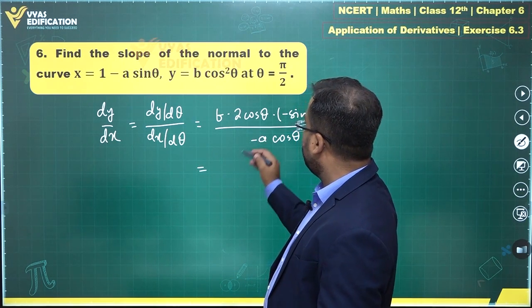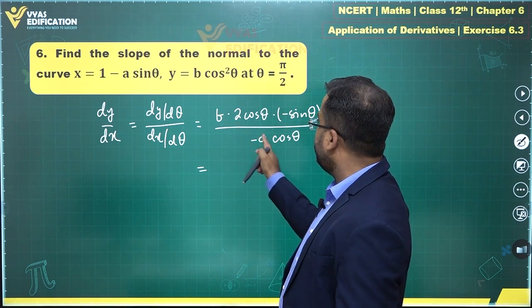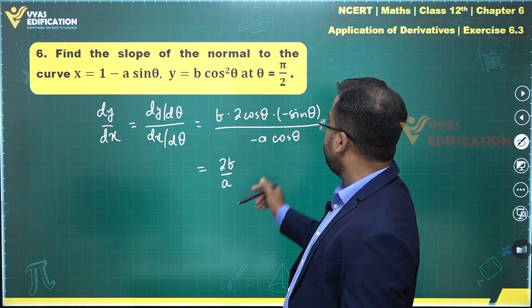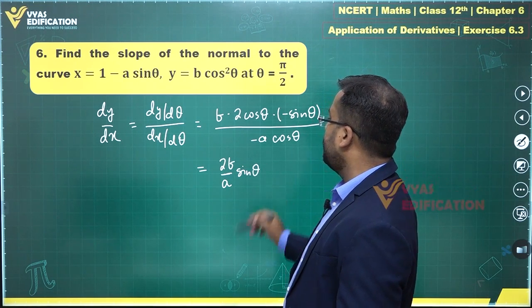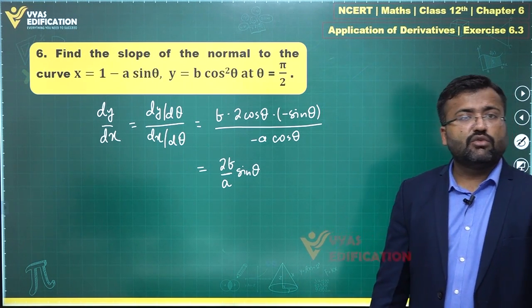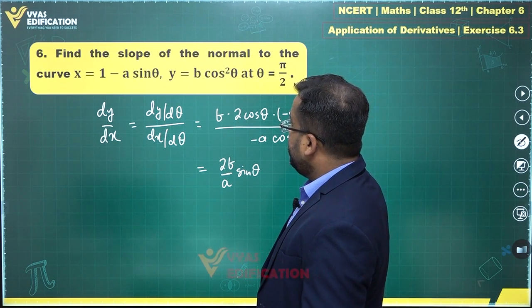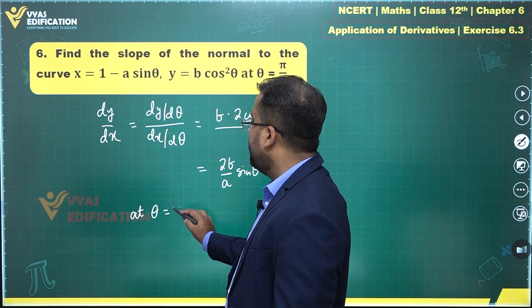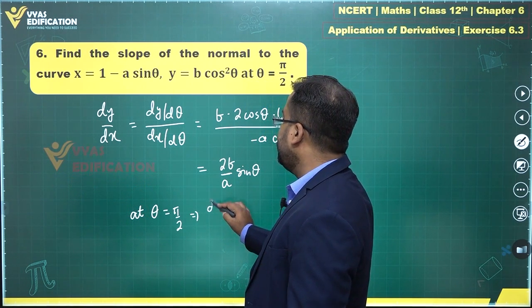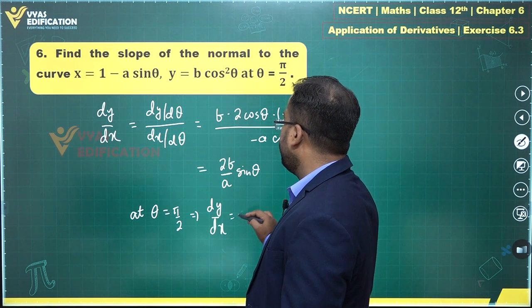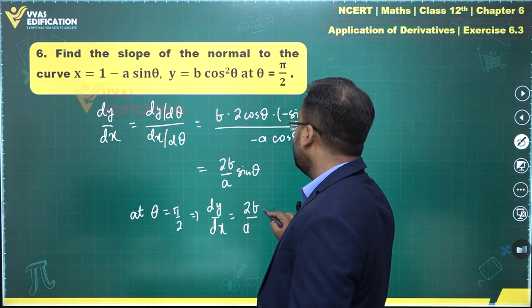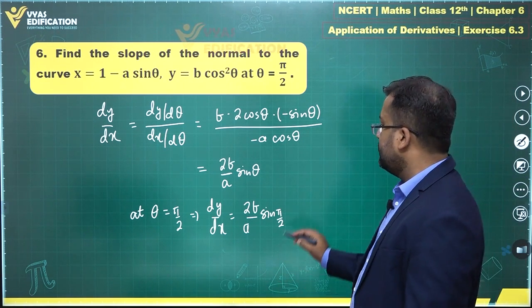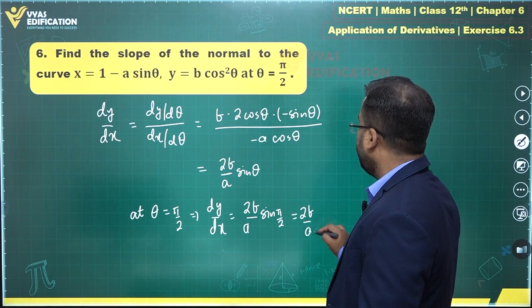And this ratio will be equal to what? You have minus which gets cancelled, you have 2b upon a which is there, and you have simply sin theta. This is what I'm getting, right? 2b upon a sin theta. Is that okay? Yes. Once we are okay with this, therefore dy by dx at theta equals pi by 2 is equal to 2b upon a sin pi by 2. Now what's the value of sin pi by 2? Sin pi by 2 is simply 1. So this is 2b over a.